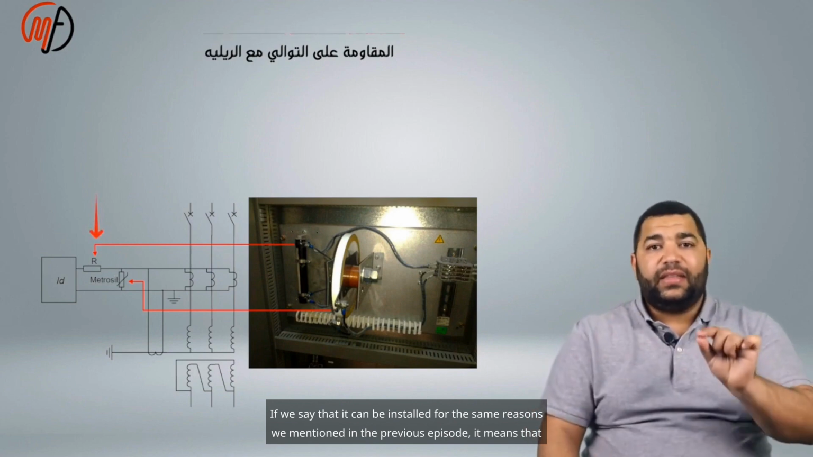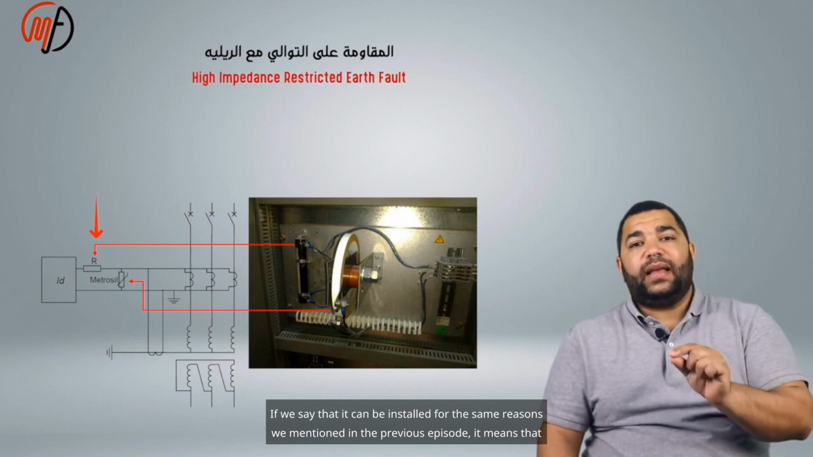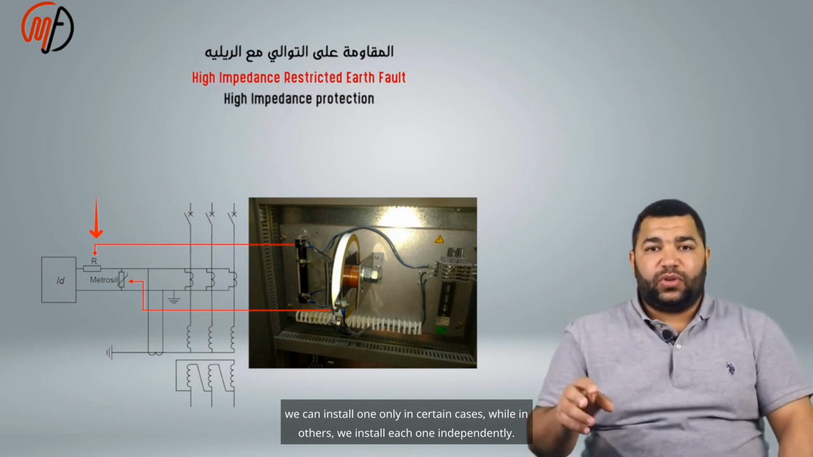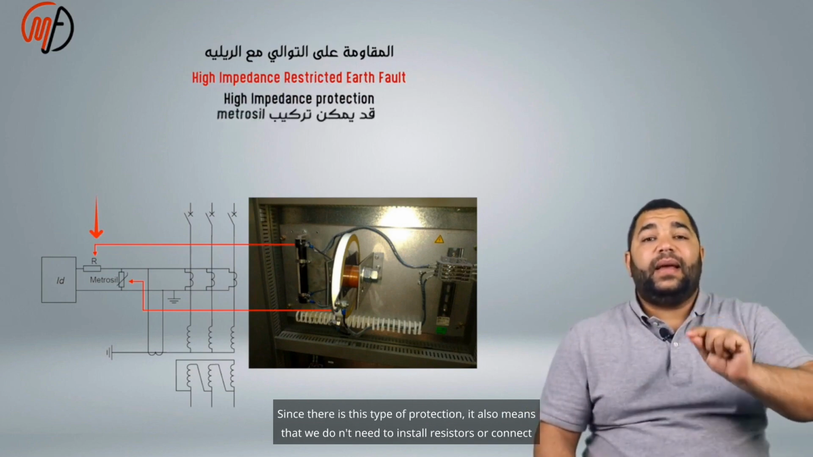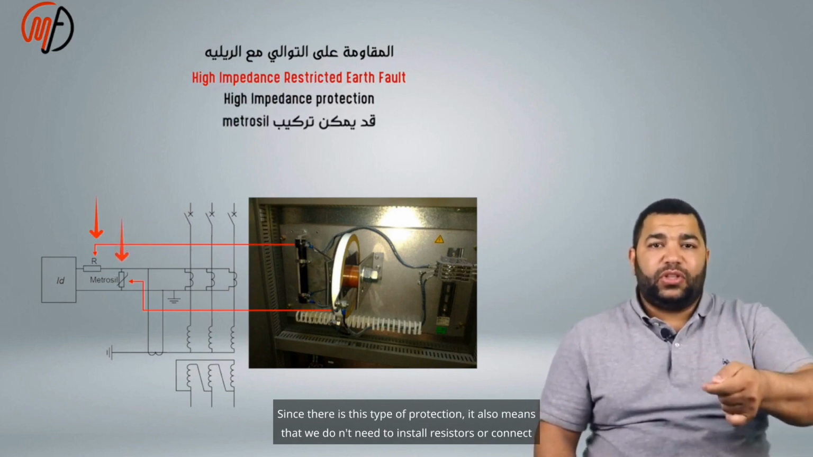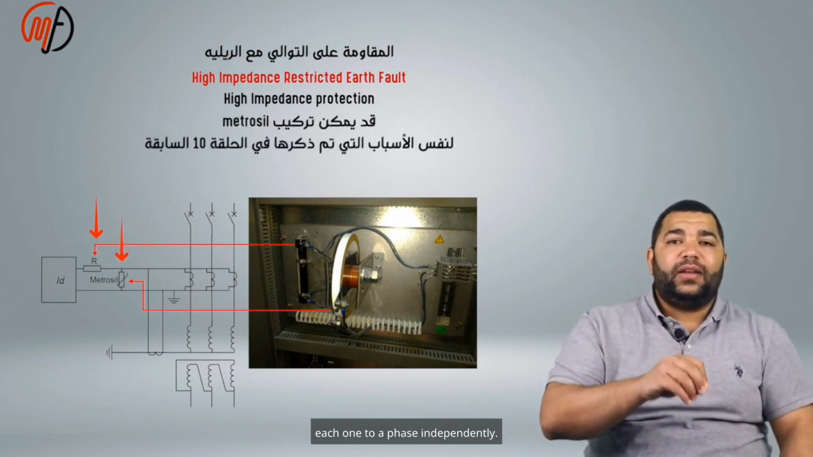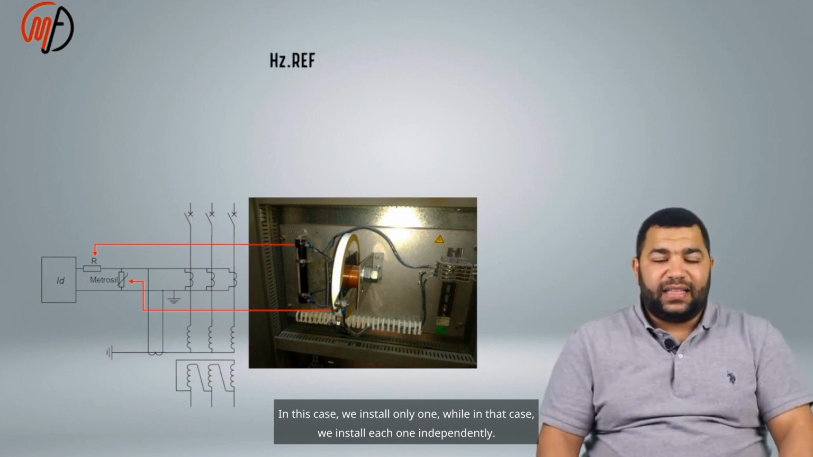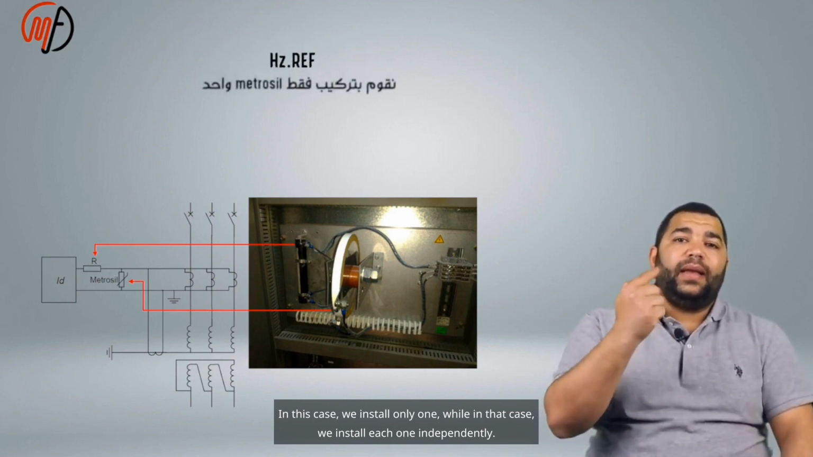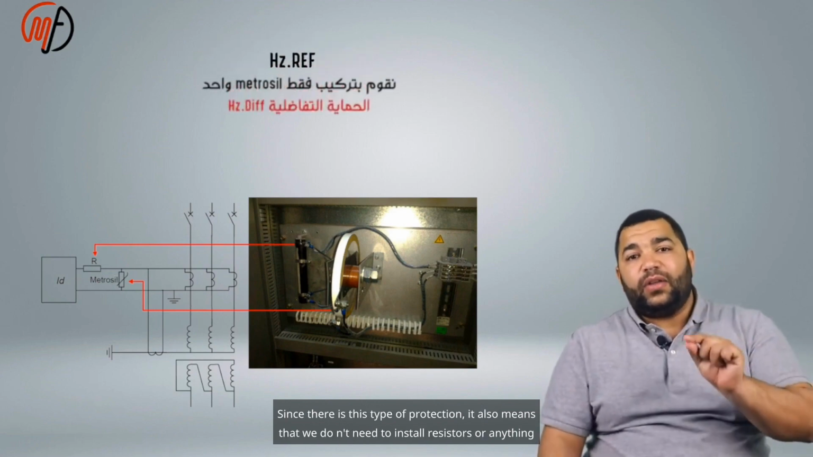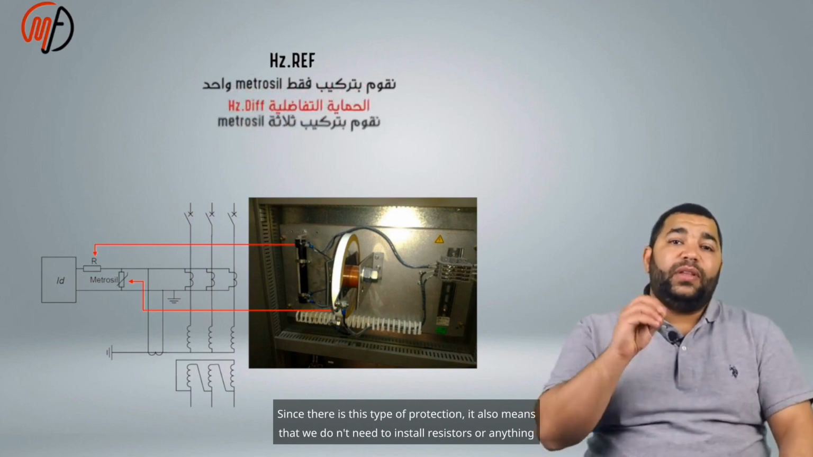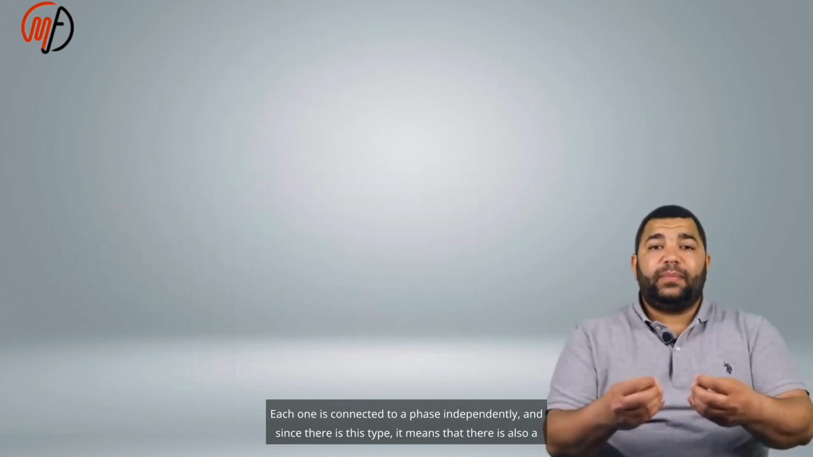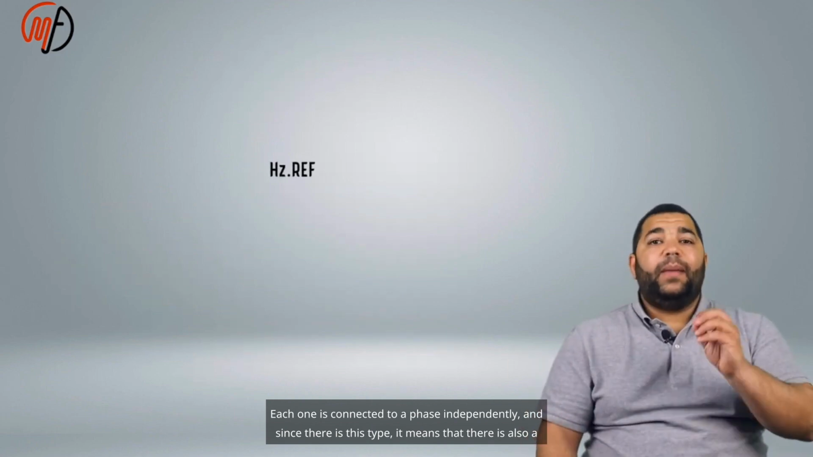If we say that it can be installed for the same reasons we mentioned in the previous episode, it means that we can install one only in certain cases, while in others, we install each one independently. Since there is this type of protection, we don't need to install resistors, and each one is connected to a phase independently.